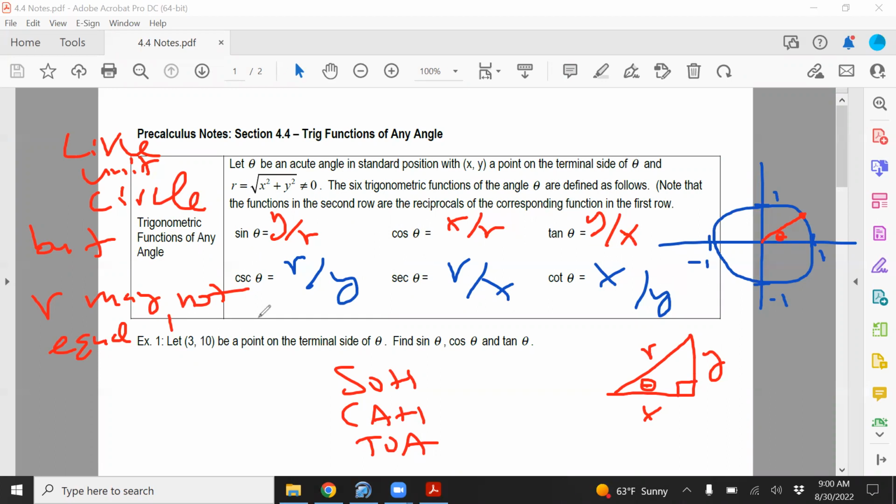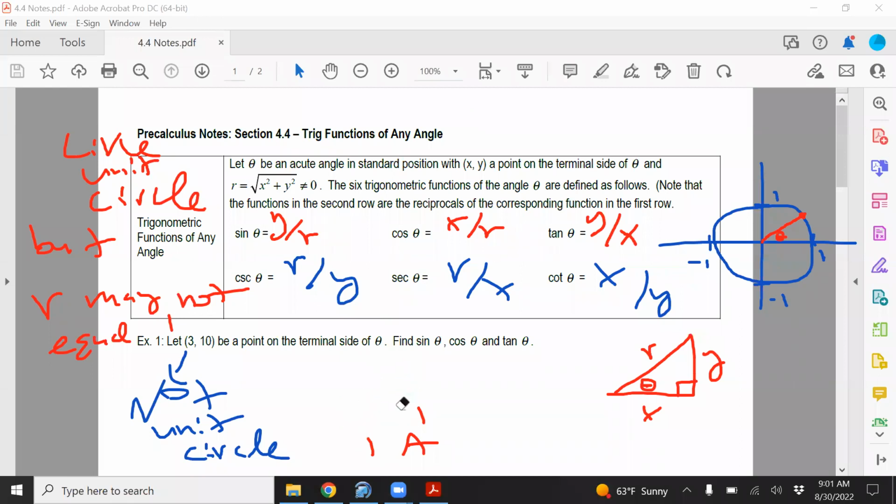Now, if you look at example 1, you have (3, 10) as a point on the terminal side of theta. So this is not a unit circle. Example 1 is not a unit circle, and I really want to emphasize that because some people will confuse it. I'm about to do something that's wrong. I don't want you doing this. Okay, let me erase some stuff because I need some space here.